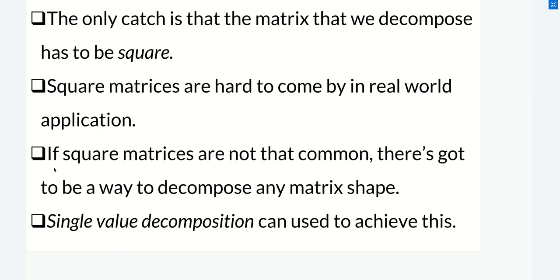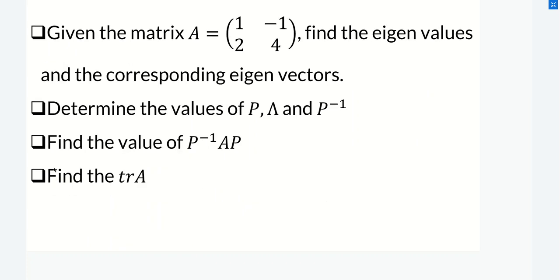Guys, do this calculation for me. Given this matrix, find the eigenvalues and the corresponding eigenvectors. Once you determine that, you find the matrix from the eigenvectors, the diagonal matrix, and the inverse. After that, you find the value of this, then we find the trace. I think 8 minutes will be okay to do all this, so let me set 8 minutes. Be quick.